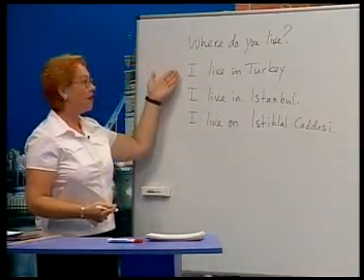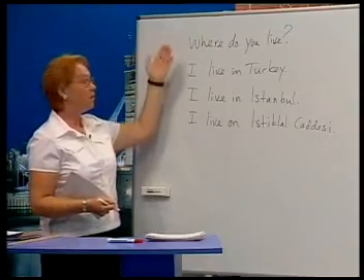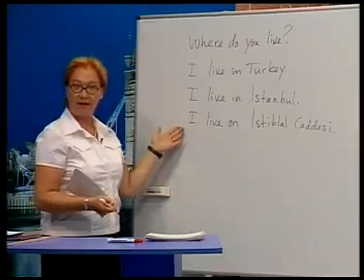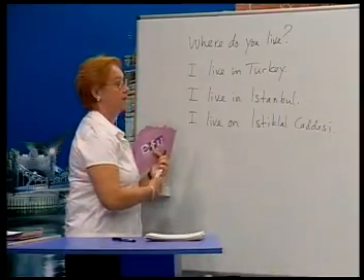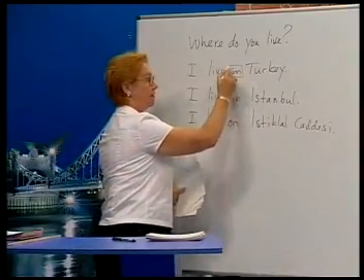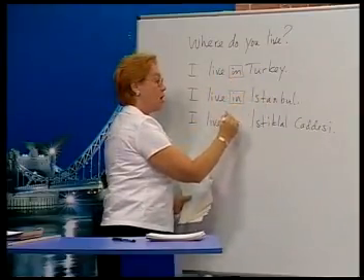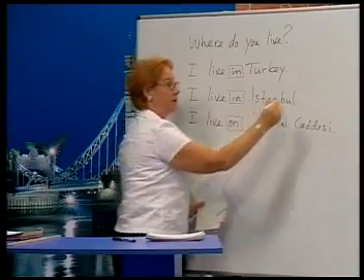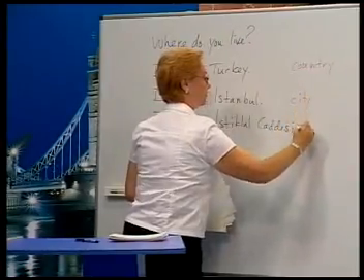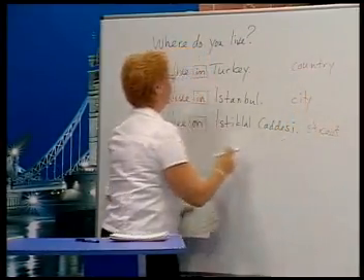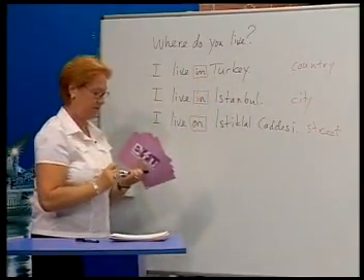Where do you live? I live in Turkey. Where do you live? I live in Istanbul. Where do you live? I live on İstiklal Caddesi. Notice that we live in a country, in a city, on a street. Country, city, street. In a country, in a city, on a street.